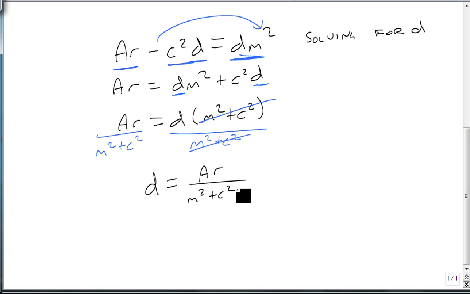So the key here: get the variable you're solving for all by itself on one side by first moving it to one side and everything else to the other, factoring out the variable that you need, and then dividing over the remaining factor.